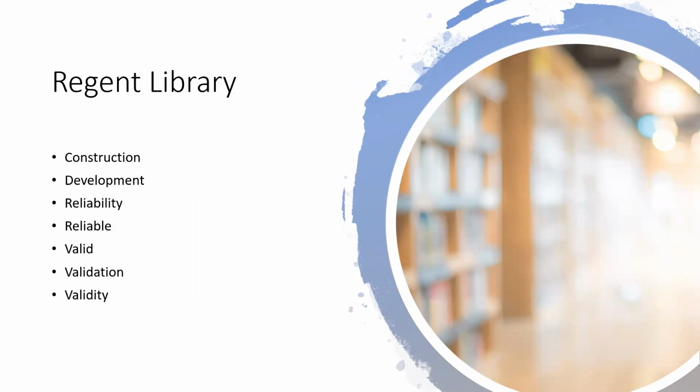To help you find an instrument, again, you can go to the Regent Library and use some of these words to search as keywords. So construction, development, reliability, and so on. Those would be good keywords for you to find an instrument that is in that development article.